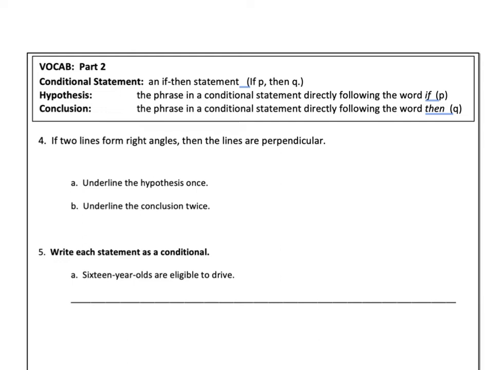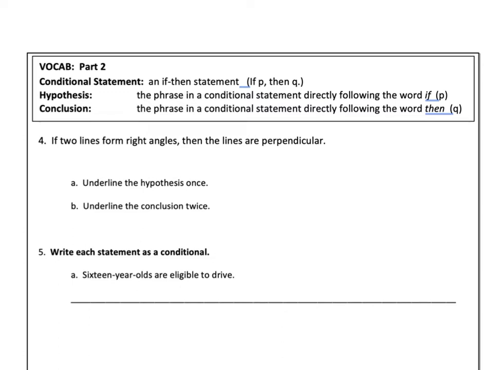The second part of our vocabulary, a conditional statement. It's an if-then statement. If P, then Q. The first part of that is called the hypothesis. The hypothesis is the phrase in a conditional statement that directly follows the word if. The conclusion is the phrase that directly follows the word then. So go to number 4.